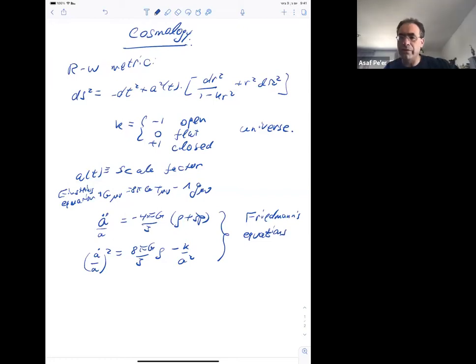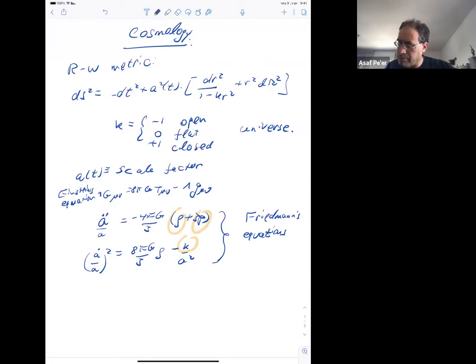And they determine the evolution of the scale factor, which multiplies all the coordinates. And so the evolution depends on three things: on the k, the curvature of the universe, rho, and p, the energy density and matter density, which are related to each other by the equation of state.